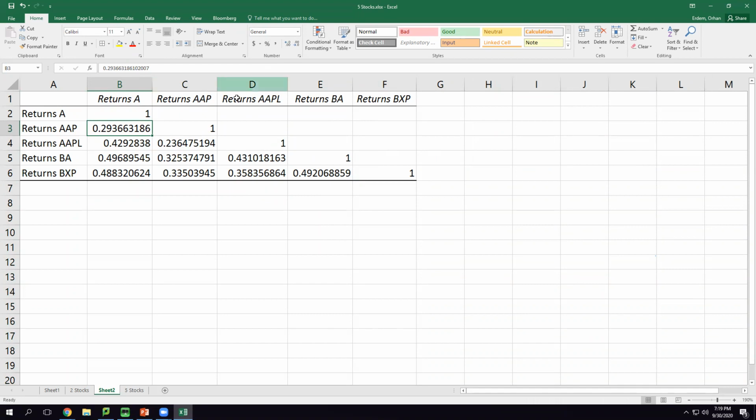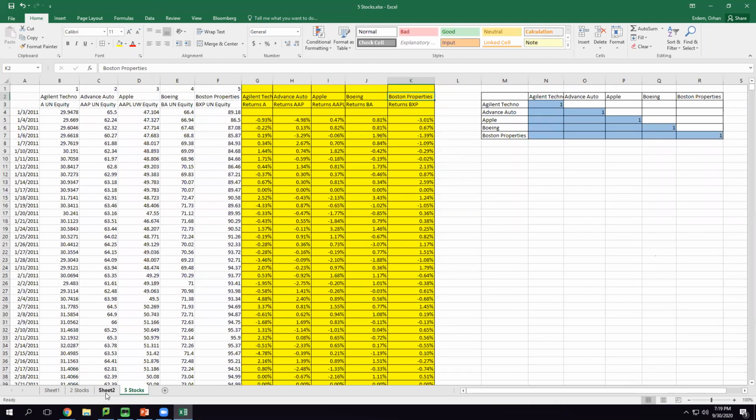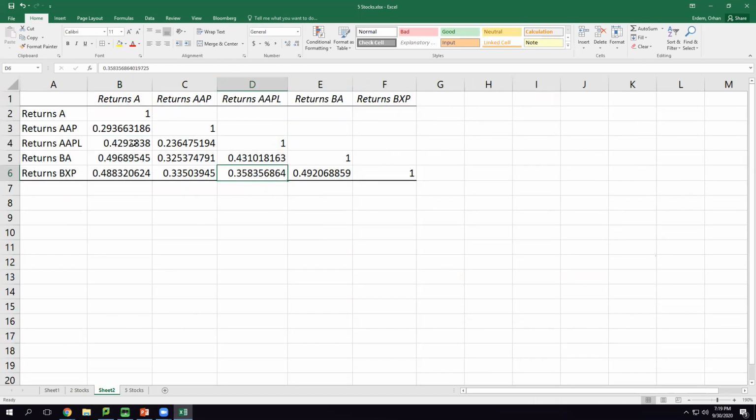But some of these correlations differ. For example, this is Apple versus Advance Auto, this is Apple versus Apple, Apple versus Boeing, Apple versus Boston Properties. Anyway, some of them are more positive. Look at this one, for example: Boeing versus Boston Properties. They are more correlated, closer to one. But look at this one.